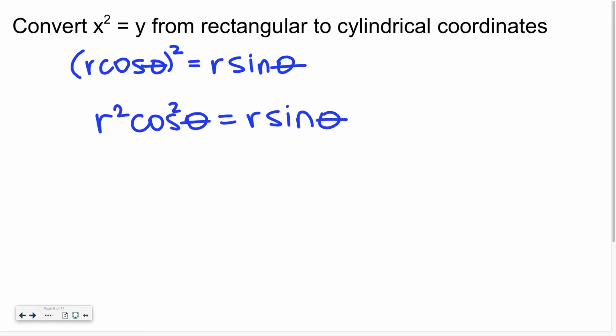And I do ask that if you can, try to solve for r. It looks like we would be able to here, right? We could divide this r over to where there's only one r. And we could divide this cosine squared over to where we have sine theta divided by cosine squared theta. So I would accept sine theta times secant squared theta. I would accept tangent times secant.